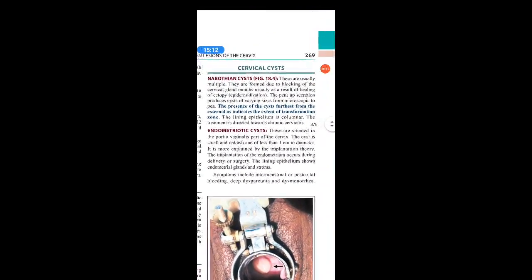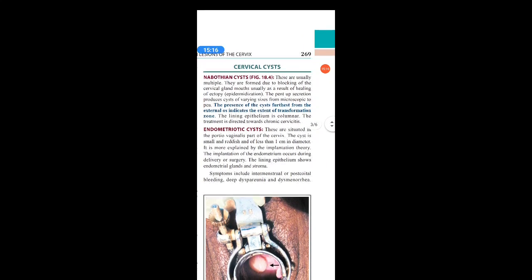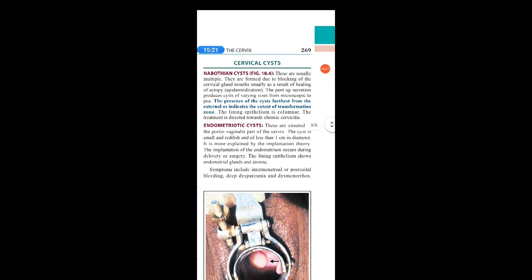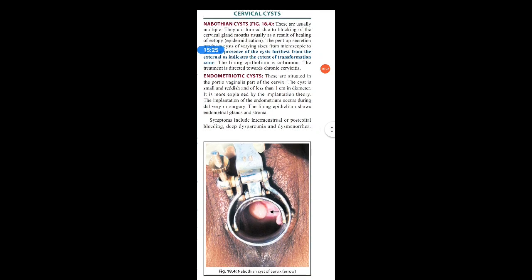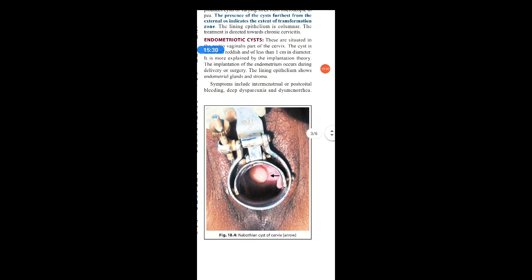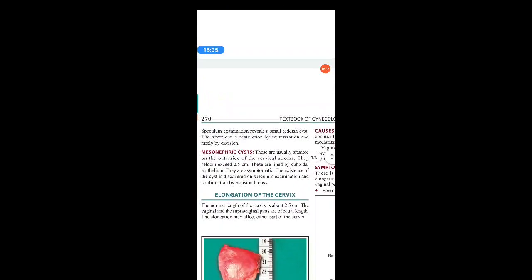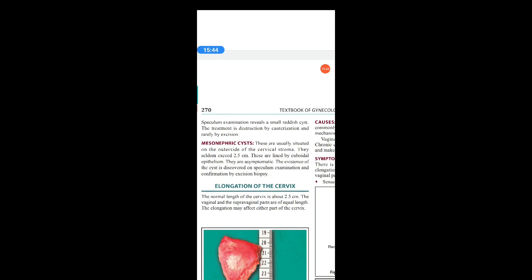Then endometriotic cysts, these are situated in the portio vaginalis part of the cervix. The cyst is small and reddish, less than 1 centimeter in diameter. It is explained by the implantation theory: implantation of the endometrium occurs during delivery or surgery. The lining epithelium shows endometrial glands and stroma. Symptoms include intermenstrual or postcoital bleeding, deep dyspareunia and dysmenorrhea. Speculum examination reveals a small reddish cyst. The treatment is destruction by cauterization and sometimes it needs excision too.